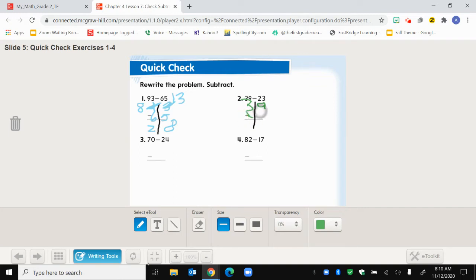That's supposed to be a 2. And 3 on the 1s. I'm so sorry, guys.